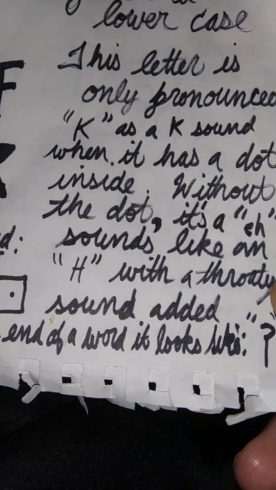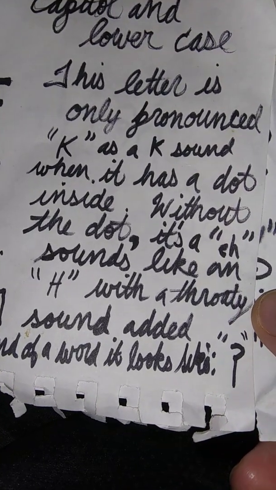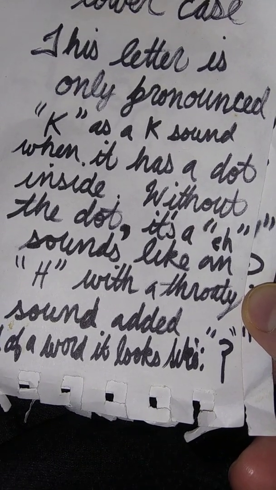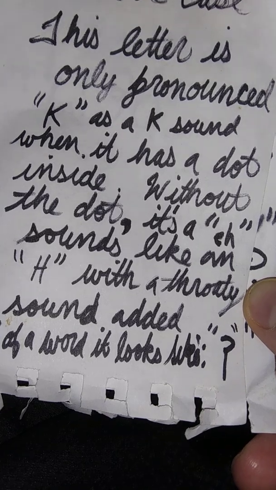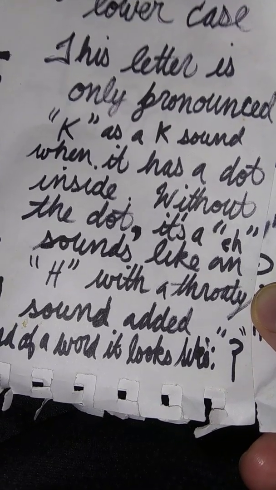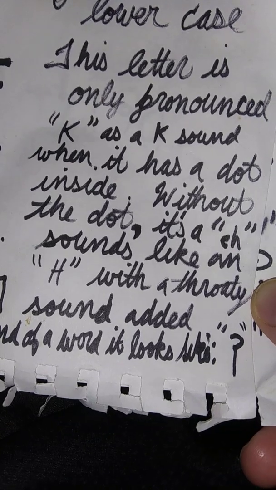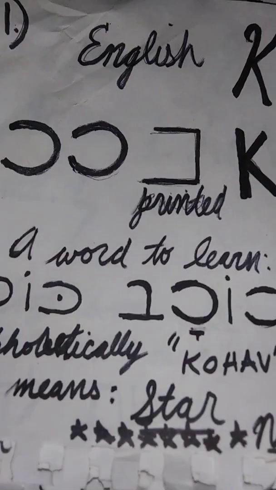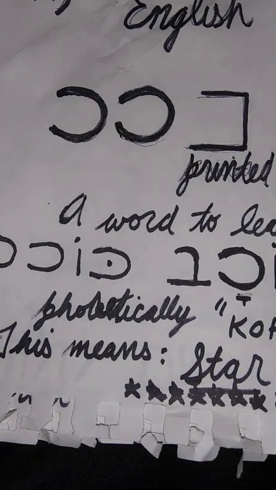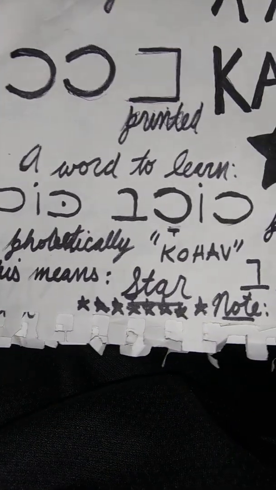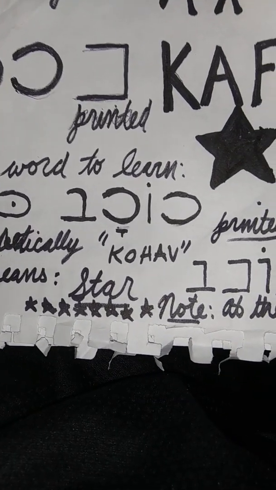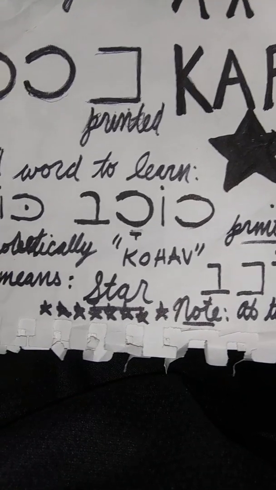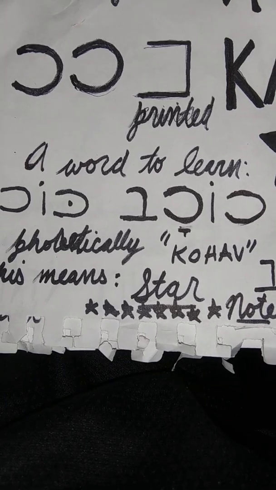Okay, so this is where things start to get a little more complicated. Not really, but there's just more to be learned. So without the dot, it's a huff, a cuff, huff. That's like the throaty noise. So anyway, phonetically, this is a word we're going to learn: kohav. Kohav, which means star. That's how you say star.